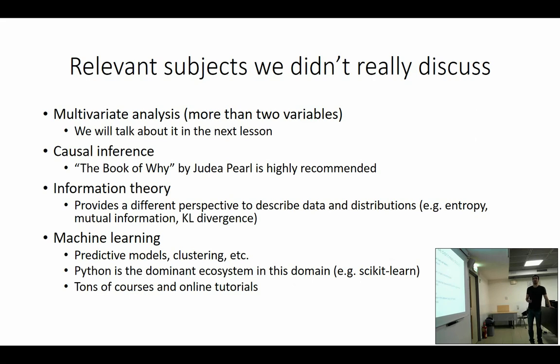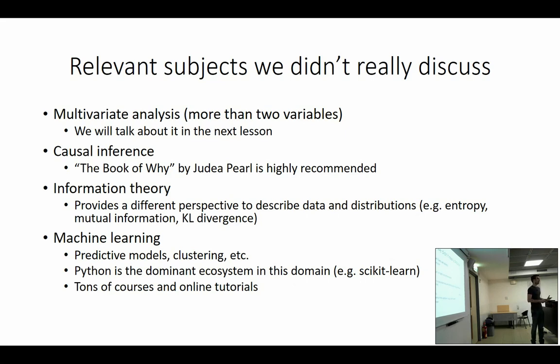And there are many relevant subjects which we didn't really discuss in those 2 weeks, which I think are still very relevant. The first one is multivariate analysis. All the tests we mentioned were just in the case where we have 2 variables. So essentially, we spoke about many kinds of association tests between 2 variables, but in many cases, we have more than 2 variables. And it's very common that we want to account for more variables.